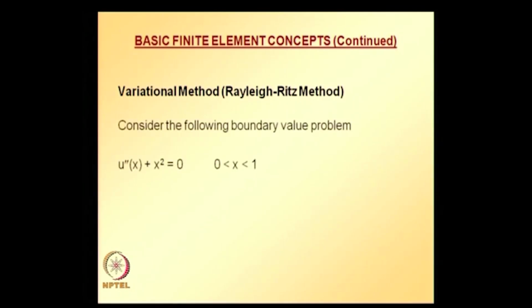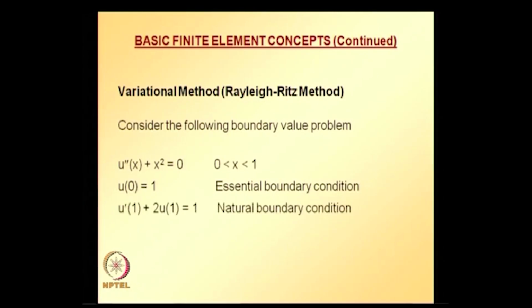Again, this boundary value problem you already looked at, and this second order boundary value problem, domain is 0 to 1 and the boundary conditions are u evaluated at x equal to 0 is 1, first derivative of u evaluated at x equal to 1 plus 2 times u evaluated at x equal to 1 is 1. It turns out the first boundary condition is an essential boundary condition and the second boundary condition is a natural boundary condition.